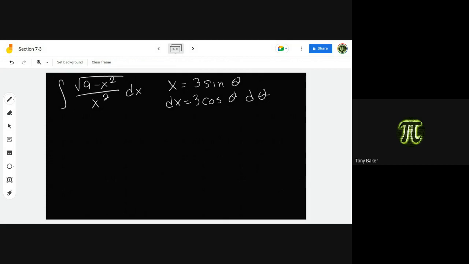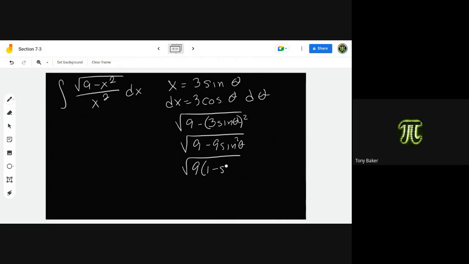All right, so now we have to substitute everything. Let's clean up the square root, and then we'll substitute over and actually do out the calculation for it. So if I had the square root, I got 9 minus 3 sine squared theta squared. So it's 9 minus 9 sine squared theta. So 9 times 1 minus sine squared theta, which is 9 cosine squared theta, and the square root is 3 cosine theta.